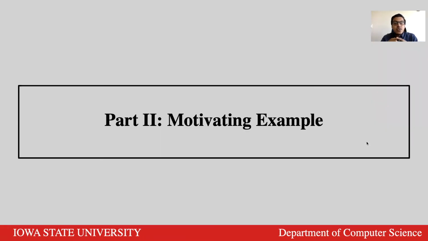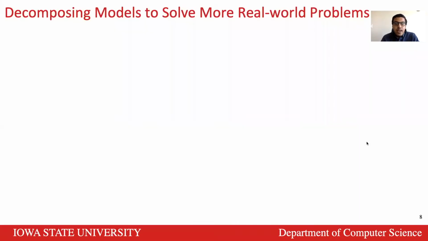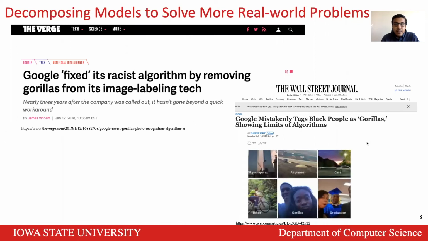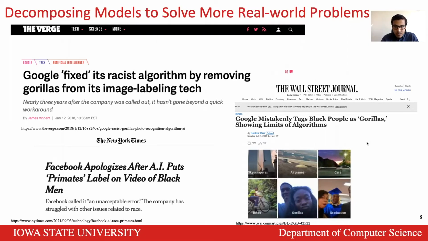Now we'll discuss a real-world scenario where decomposing a model into modules can be beneficial to resolve an issue. We envision that decomposing models into modules can help to solve real-world problems. For instance, in the past, the Google Photos app tagged a black woman as a gorilla. Not only that, recently Facebook, currently known as Meta, has also made a similar mistake, where a black man was labeled as a primate in a video.